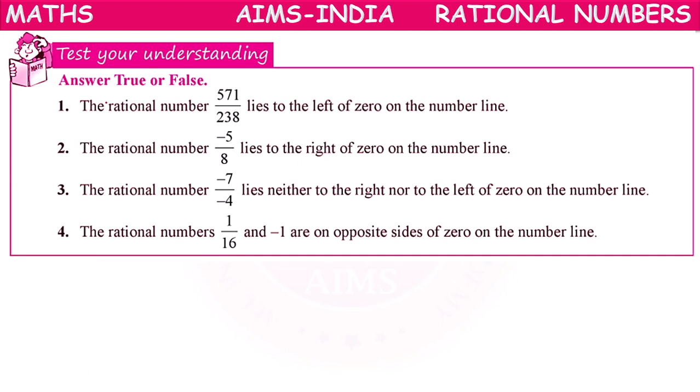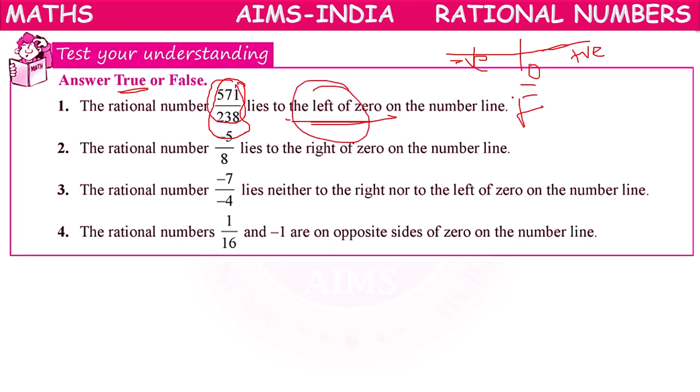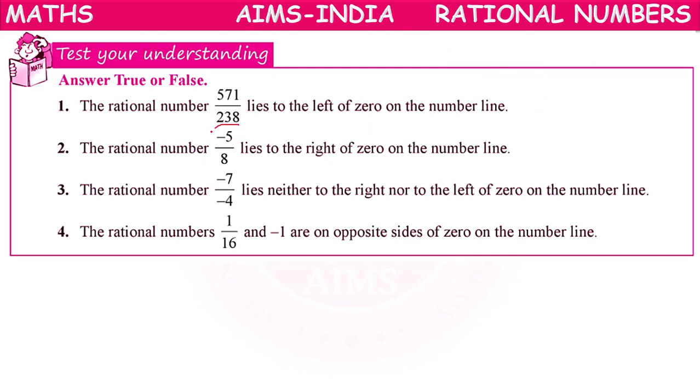Next. Answer true or false. 571 by 238 lies to the left of 0. Left of 0 means all negative rational numbers will lie. Right of 0, all positive rational numbers will lie. So this is positive, but they are telling left of 0, false, wrong. Minus 5 by 8, right of 0, wrong.